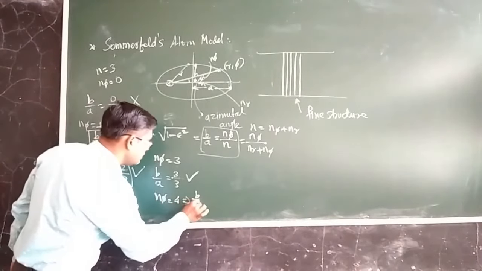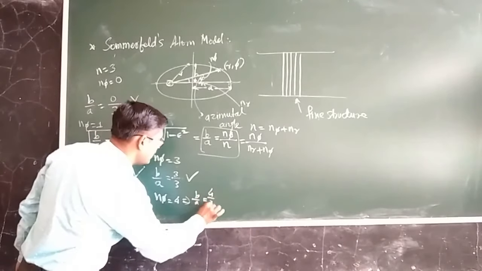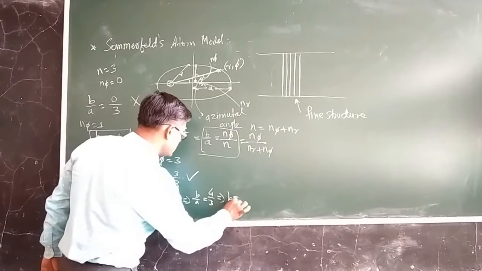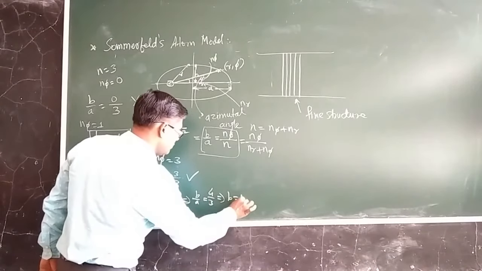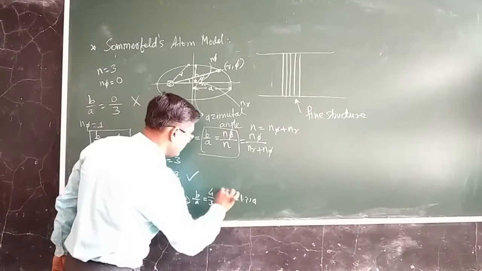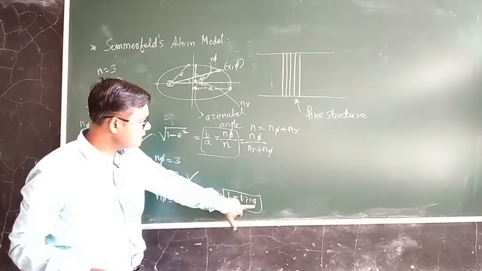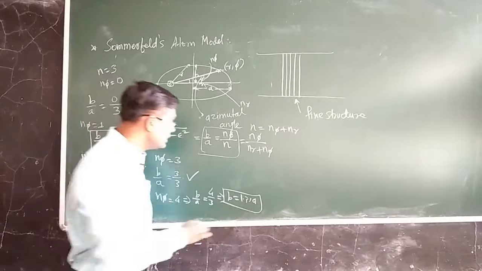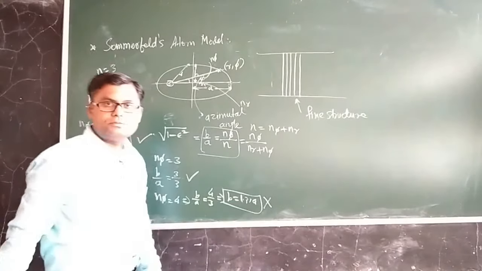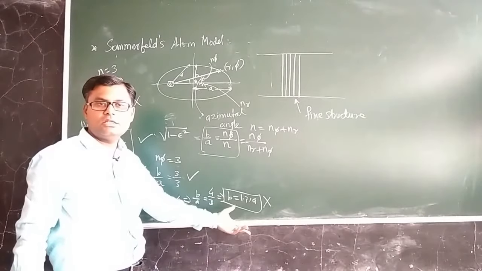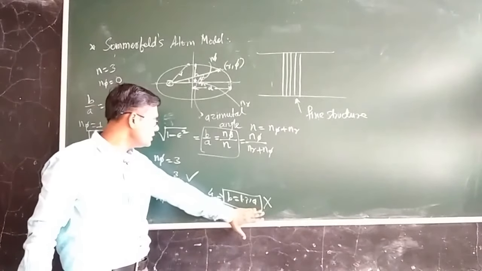Now if we make n phi equal to 4, then what would happen? This implies b by a is equal to 4 divided by 3, which implies b is equal to 1.33 times a. So the length of the semi minor axis has become greater than the length of the semi major axis. So this condition is not allowed, right? Because it cannot happen. The length of the semi minor axis cannot be more than the length of the semi major axis, right? So this condition is not allowed.